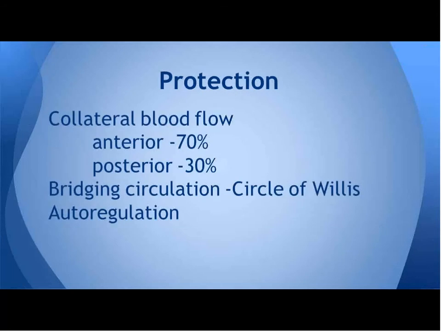So the protective devices or evolutionary mechanisms that we've developed: collateral blood flow, 70% anterior, 30% posterior, bridging circulation through the circle of Willis, and then autoregulation. In autoregulation, the blood vessels are able to vasodilate and vasoconstrict based on what the brain's needs are at the time, and adjust its oxygen extraction fraction and work together. But when you have injury, then that autoregulation that's been so eloquently made becomes very dysfunctional.